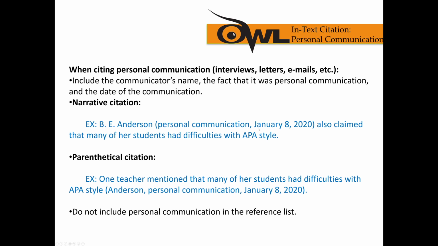In a narrative citation, you're giving the name of the person and stating that it's a personal communication. That's what it would look like. Or if it's a parenthetical citation, then you have the author's last name, the type, personal communication, and then the date. In your reference list, though, you don't need to include that it was a personal communication. It's just sort of understood.